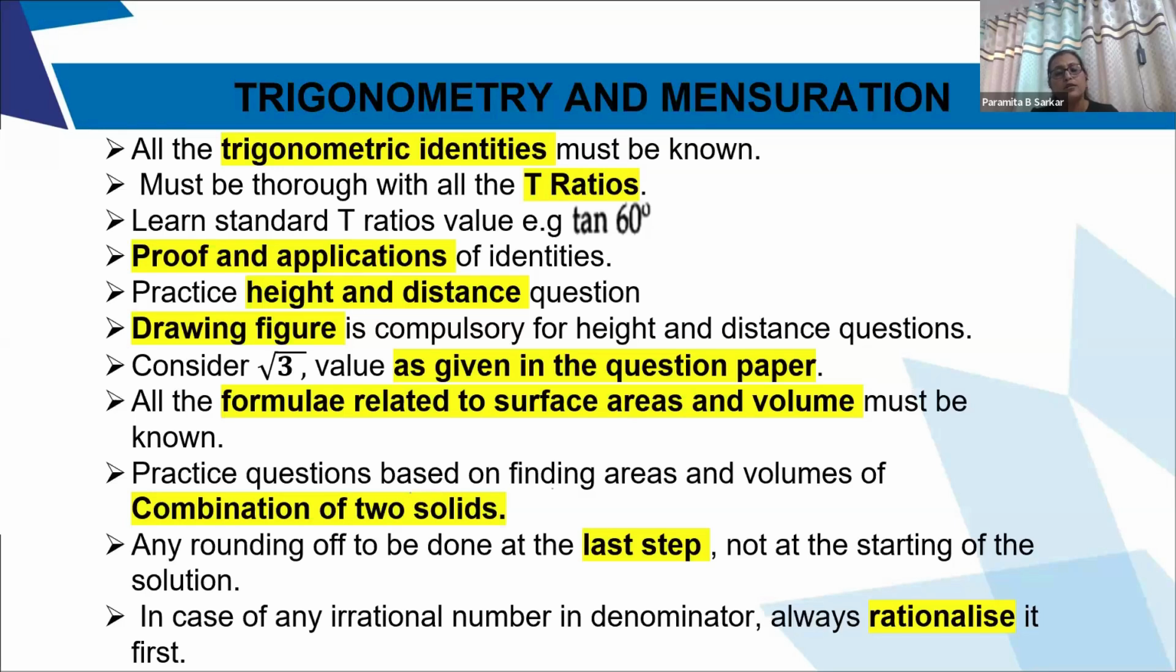denominator, you have to first rationalize it and then you proceed with the calculations, because in this chapter, mensuration, the evaluator doesn't want to understand your concept only from this chapter. She wants to know if your understanding is clear from the first chapters. That means irrational numbers. So in case of any irrational number in the denominator, you have to always rationalize it.